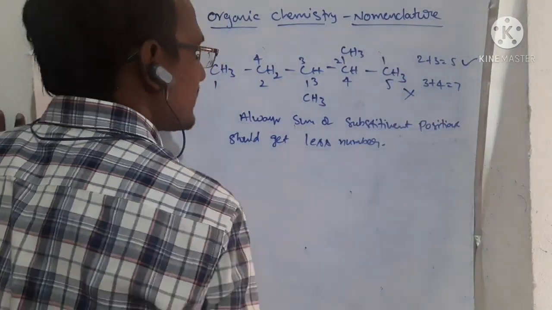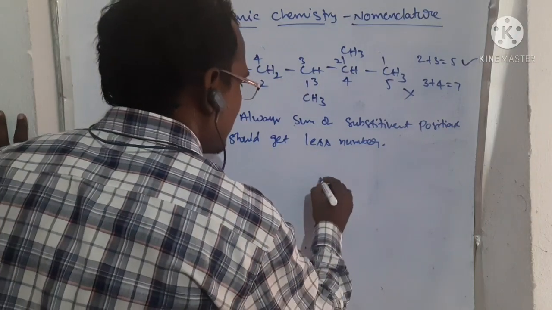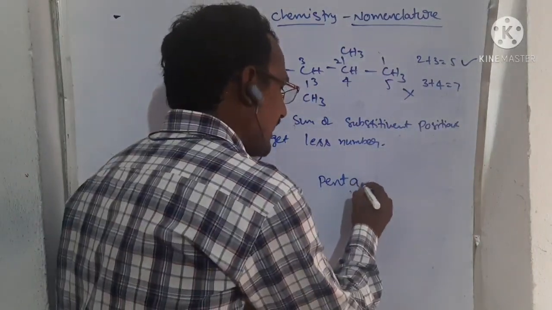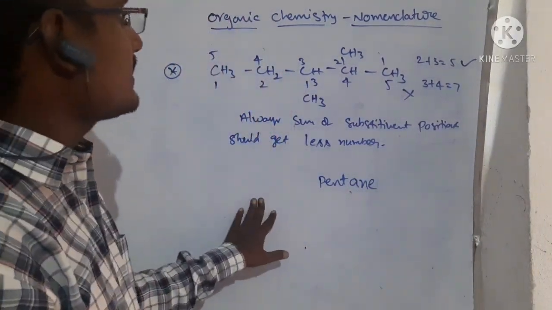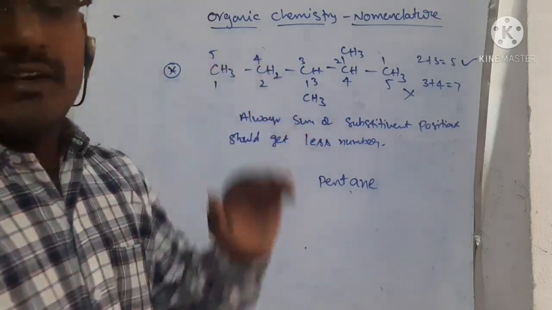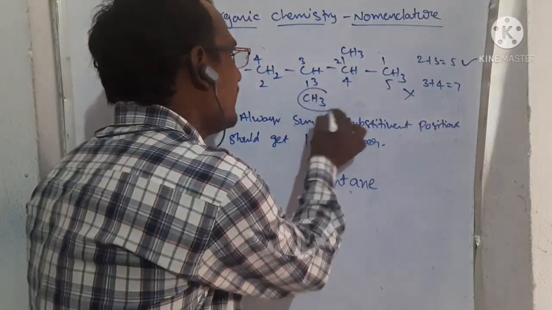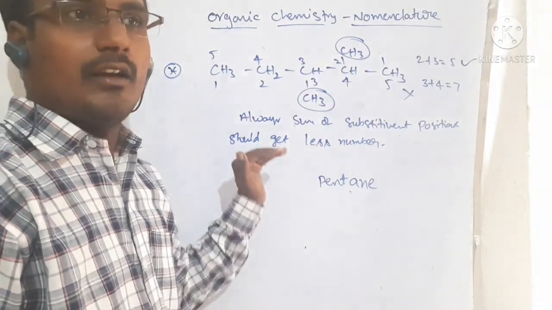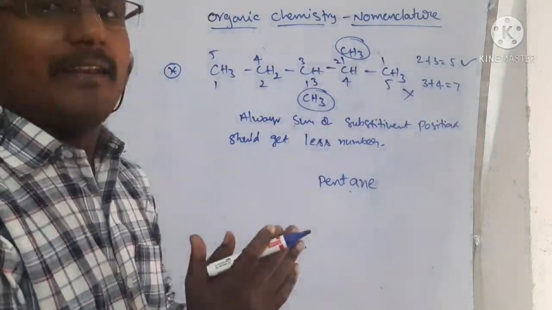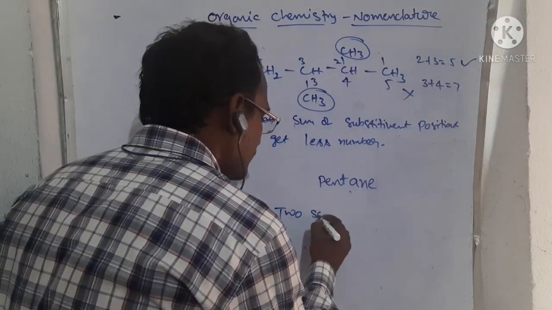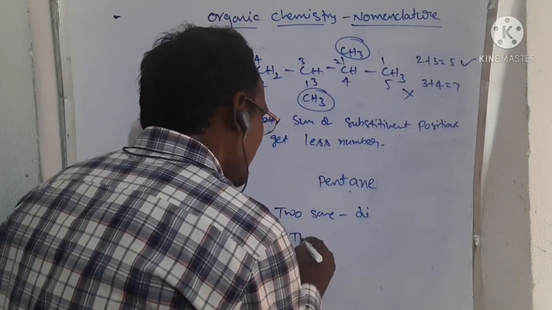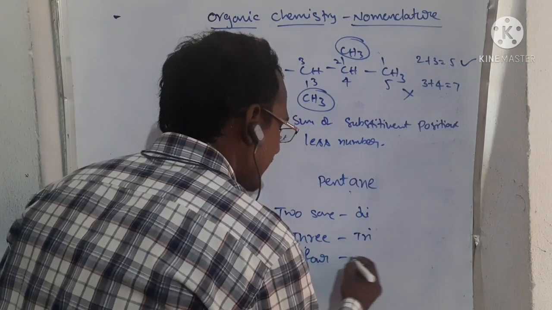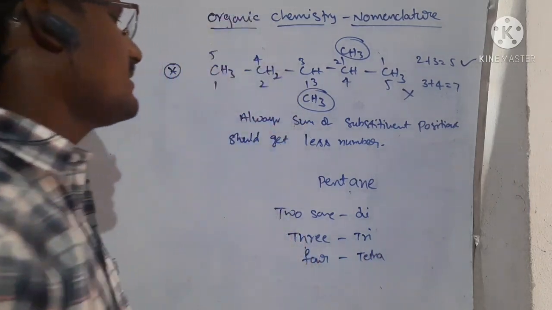So see here, how many carbon atoms are there? 5 carbon atoms are there. So you can write it as pent. So all are single bonds. Then you can write ane as the suffix. So what prefixes are there? 2 prefixes are there. If the 2 prefixes are the same, here this is a methyl group and this is also a methyl group. If the 2 prefixes are the same, then you should use di. If 3 are the same, you can use tri. If 4 are the same, then you can use tetra.